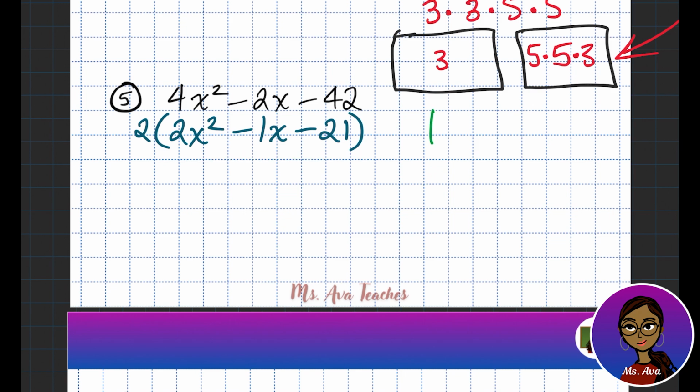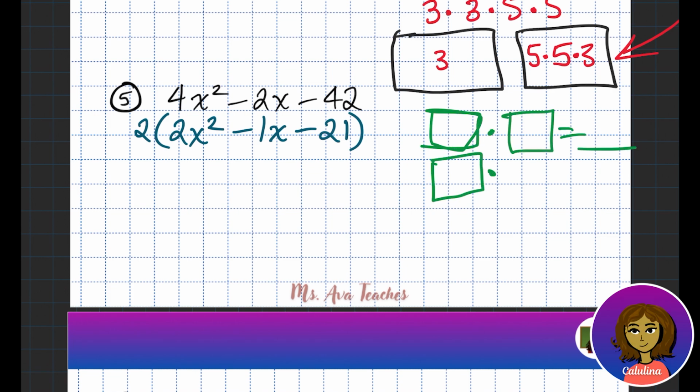We need two numbers, once again, that multiply to give us what and add to give us what. Multiply to give us, that's going to be 2 times negative 21. So that's negative 42. Awesome. And then they have to add up to give you a -1. Okay, awesome. So, can we think of these two numbers? What are two numbers that multiply to give you -42? Well, there's like the 2 and the 21. Yes, but that's definitely not going to give us a -1.